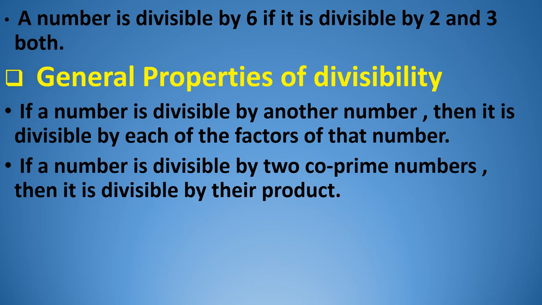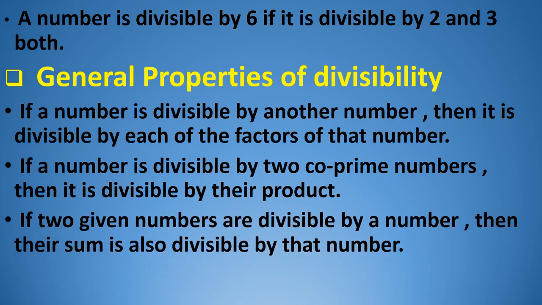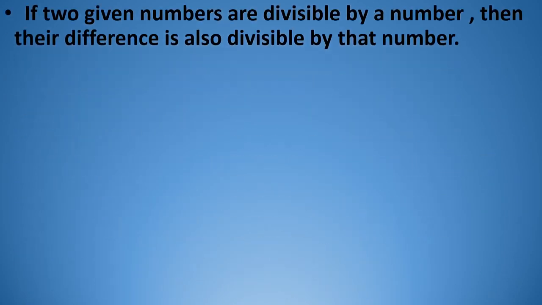Next is, if two given numbers are divisible by a number, then their sum is also divisible by that number. Now we have one number and that one number is dividing two numbers. Then their sum is also divisible by that number. Next, if two given numbers are divisible by a number, then their difference is also divisible by that number. So the sum is also divisible and the difference is also divisible.